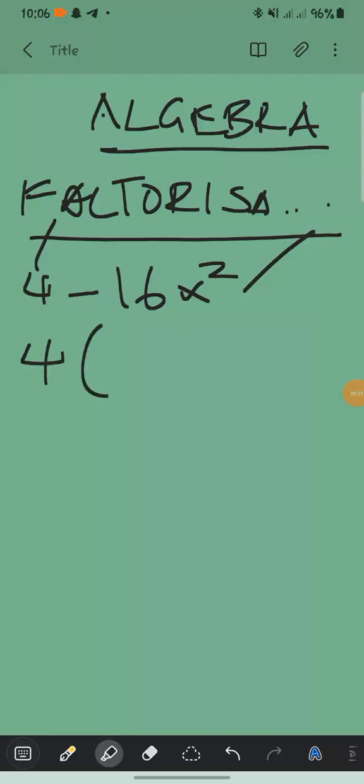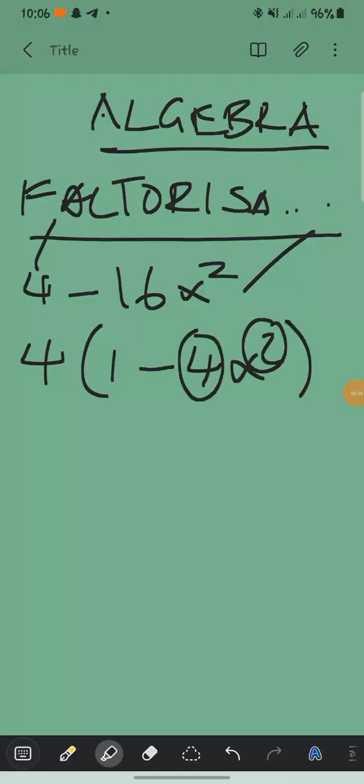Then I open a bracket. I shall say 4 into 4, I'm getting a 1, minus, since there is a negative sign, we shall say 4 into 16x squared. I'm simply having what? 4x squared. Then I close the bracket. But this is not completely done, because we have been asked to factorize completely. We cannot leave the square hanging here, and we can't leave the 4 hanging like this, because we know that it can be written as 2 squared. 2 squared is the same as 4.